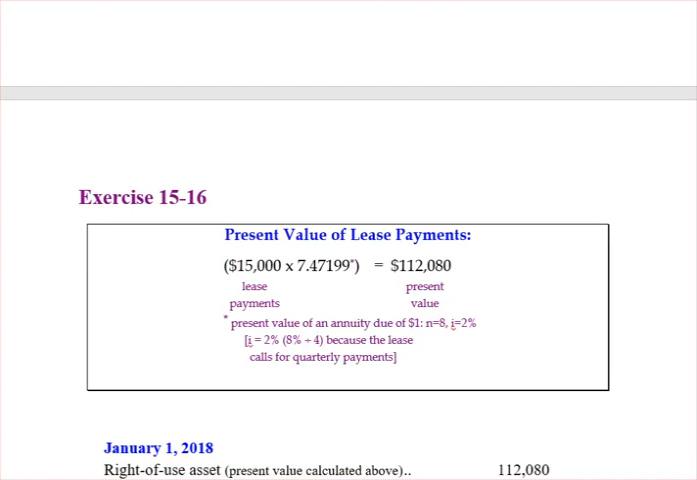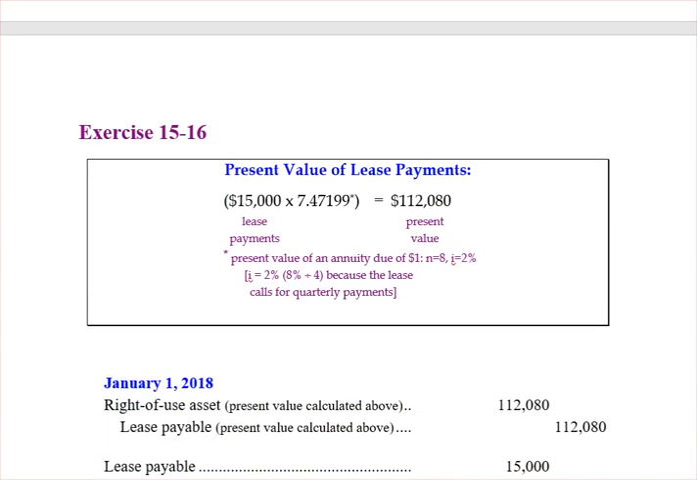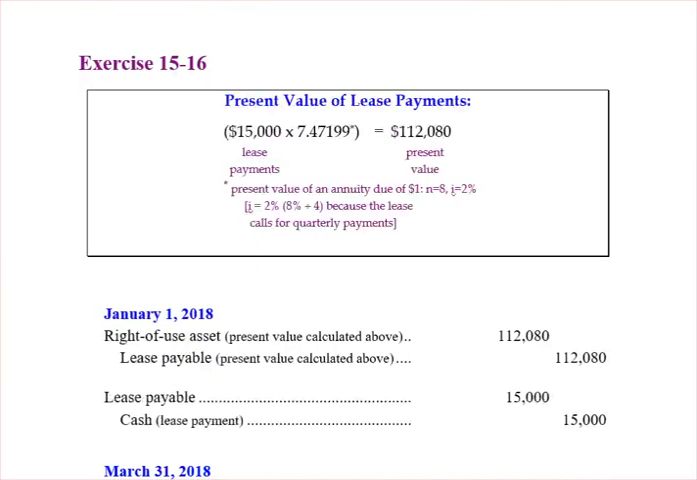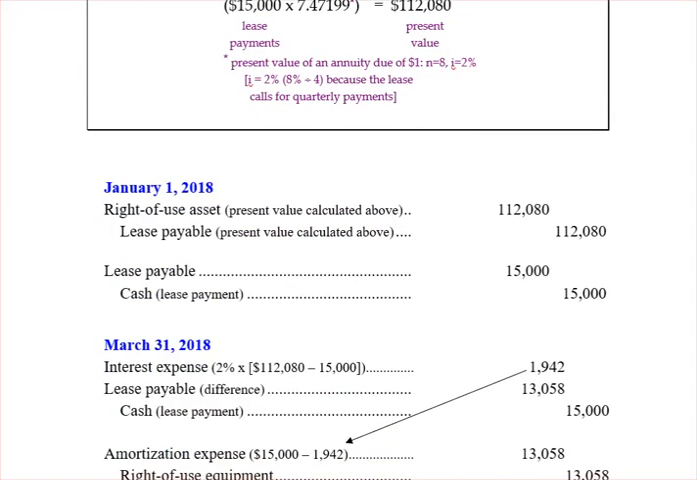That calculates to 112,080. That means you need to record a right of use asset, you need to record a lease payable, and your first payment is made at the very beginning. After that, you're going into March. When you get into March, you make a payment. In March, you have to know that part of your payment is going to be interest. There's no part of the first payment that is interest because there's no passage of time.